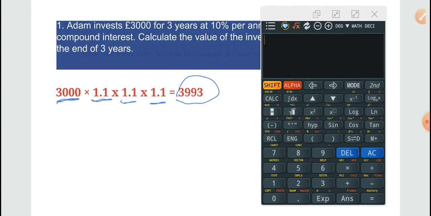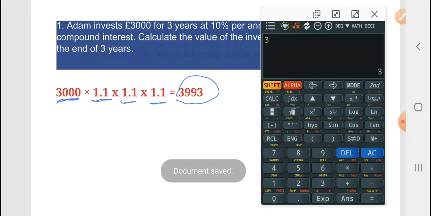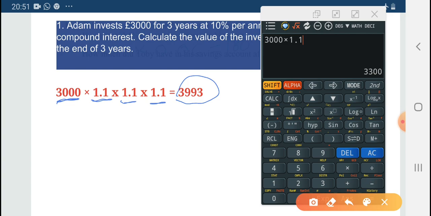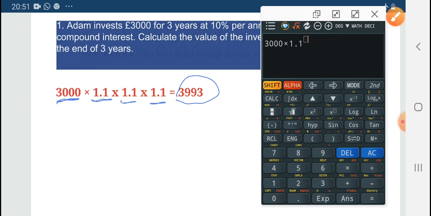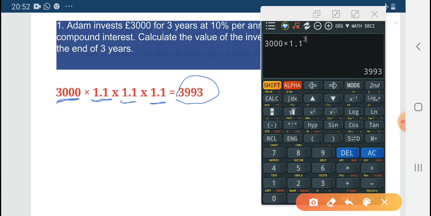But luckily there's a much quicker way of doing this. So on your calculator you type in 3,000 times 1.1 because 10% increase. If it was 20% increase it would be 1.2, 30% would be 1.3 and so forth. And then on most calculators you should have a function that looks like this. It's an x with a square. So we're going to press that button, and because it's 3 years, so it was year 1, year 2, year 3, we have the 3 there. If it was 5 years it'd be a 5 there.